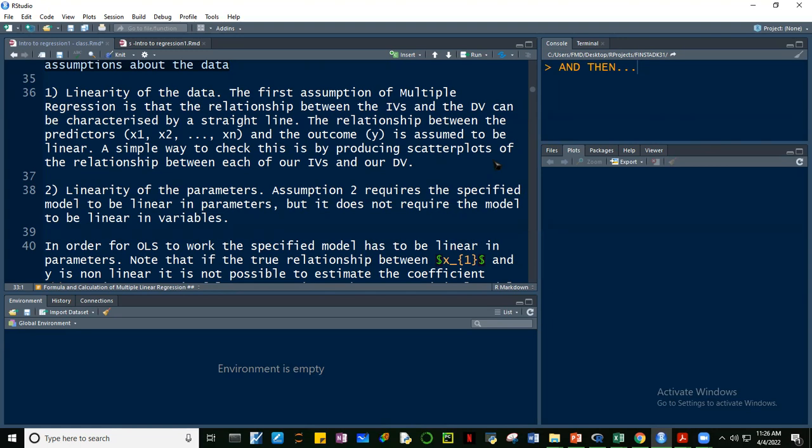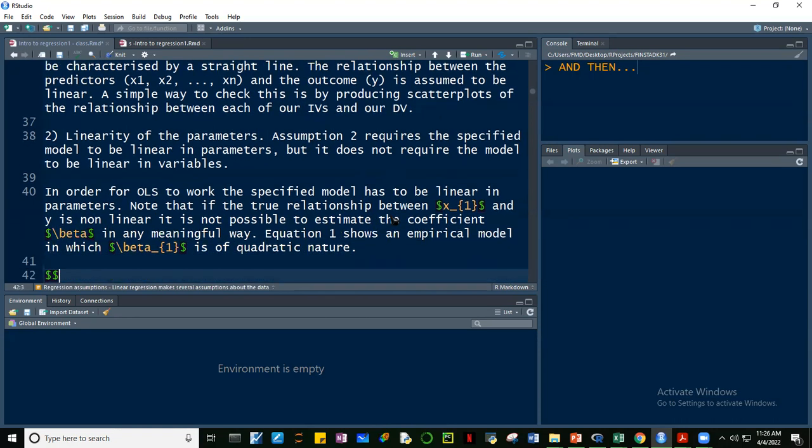So ipa-plot natin si x at saka si y. Tingnan natin kung yung relationship ba nila linear. Otherwise, kasi kung hindi linear, then maybe that independent variable is not a good explanatory variable. It's not a good predictor of your outcome variable. Okay, next. Number two, hindi lang linearity of the data, linearity of the parameters.